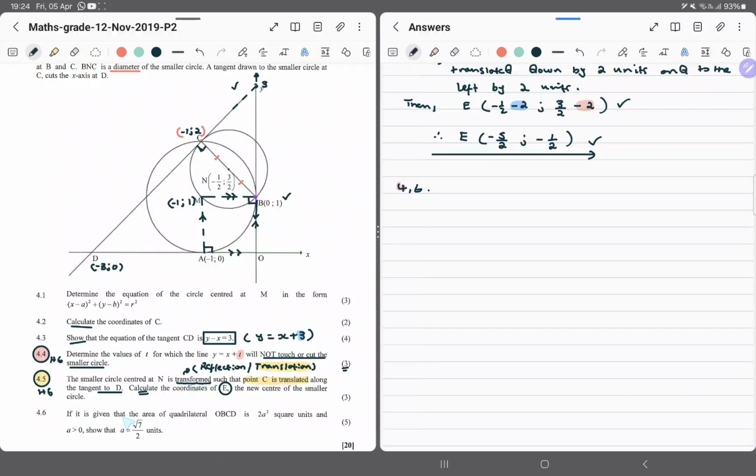Now 4.6 says it is given that the area of quadrilateral OBCD. So where is that? So there is quadrilateral OBCD. Okay. So we are told here that the area is 2a squared square units. And a is greater than 0. So that's a very important property. Then we are told to show. Again, a question that says show, you can't just come up with an answer. You must show us your path taken. So it means we need to prove that a is the square root of 7 over 2 units. So how do we handle this?